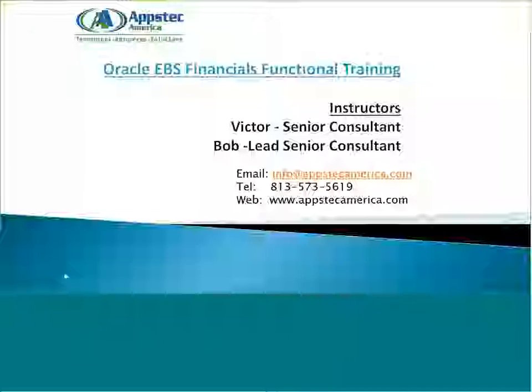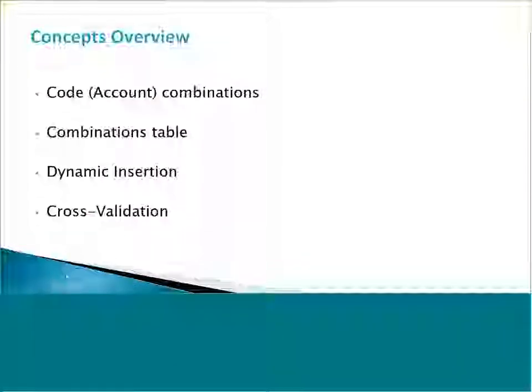So let's start with a quick recap of where we left off from last time. We looked at code or account combinations. We discussed what those are in the Oracle world. We also looked at the combinations table and its purpose. We looked at the dynamic insertion feature and how it enables consultants to meet the business needs for clients. And today we are going to look at cross-validation, which builds on all these concepts that we have looked at in our previous lesson. So let's get right to it.